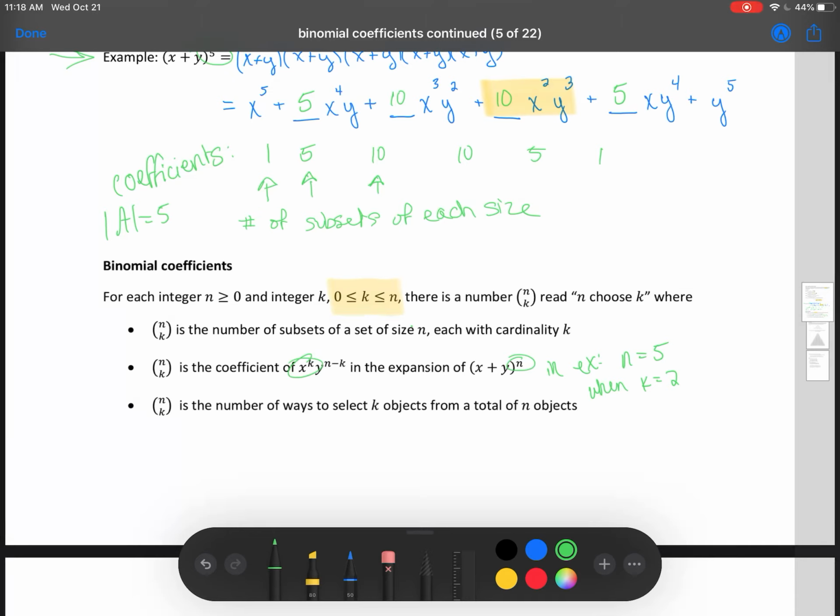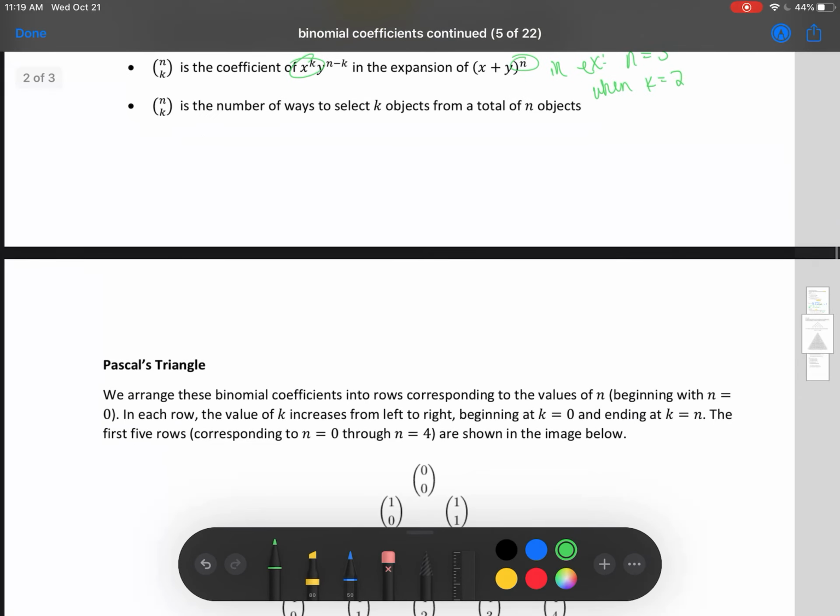And then the third bullet point, n choose k, is the number of ways to select k objects from a total of n objects. And that kind of relates back to the first bullet point, talking about the number of subsets. And we're also going to talk about n choose k as being the number of ways to select k objects from a total of n objects in the next section. Okay, so don't worry too much about that third bullet point there.